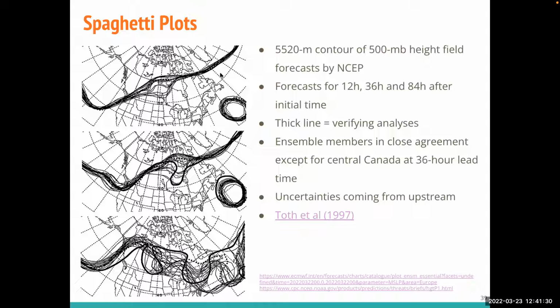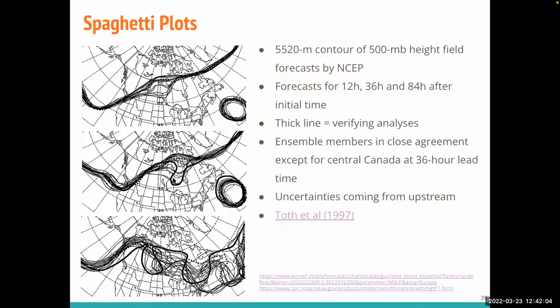Okay, so the first graph is the forecast for 12-hour, 36-hour, and 84-hour after initial time. And the thick line is the verifying analysis. The thick line is supposed to be there for you to verify your results. And you can see that for the first one, why are they so close to each other? It's because they agree with each other, right? The only place that they do not agree with each other is in the middle of Canada.